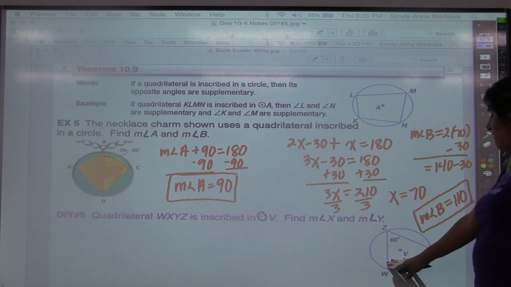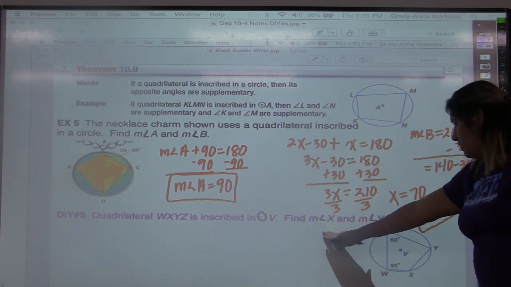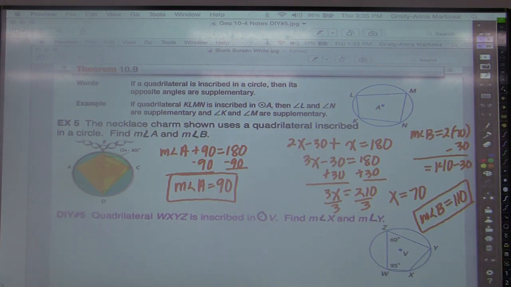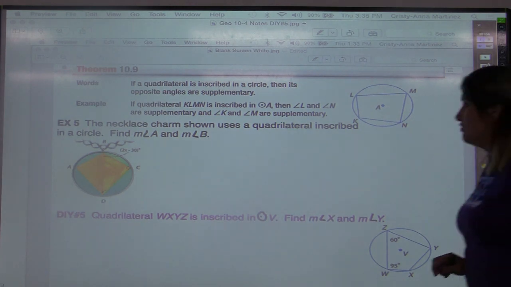So in do-it-yourself number 5, you will go ahead and find the measurement of angle x and the measurement of angle y. And then once you do that, you will have completed your notes for this lesson.